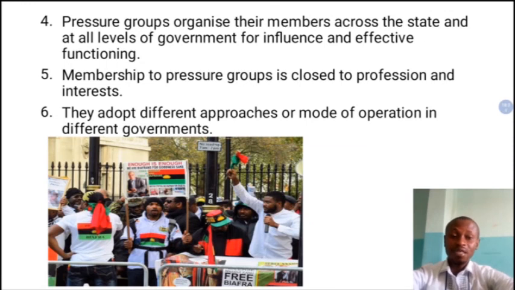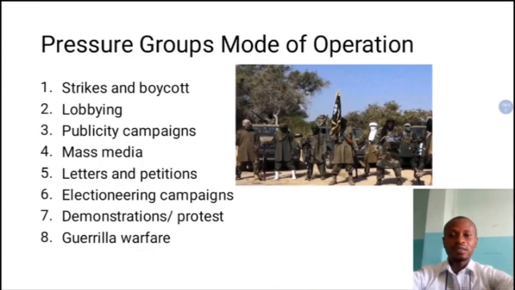So they will adopt a different approach. At that time, they can write letters to the government. They can opt for dialogue other than issuing ultimatum and so on. Okay, so that's by the way.